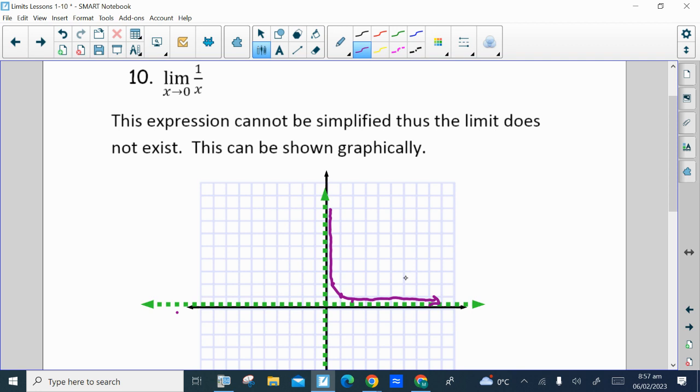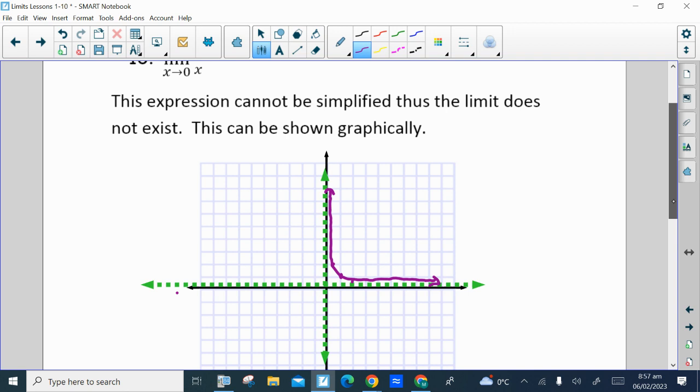And then it approaches that asymptote. And when x is negative, y will also be negative. When x is negative 1, 1 over negative 1 is negative 1. When x is negative 2, you're going to have 1 over negative 2, or negative a half. When x is negative a half, you're going to have 1 over negative a half, which is negative 2. So again, this just shows that the other arm of this graph is in the lower left quadrant.